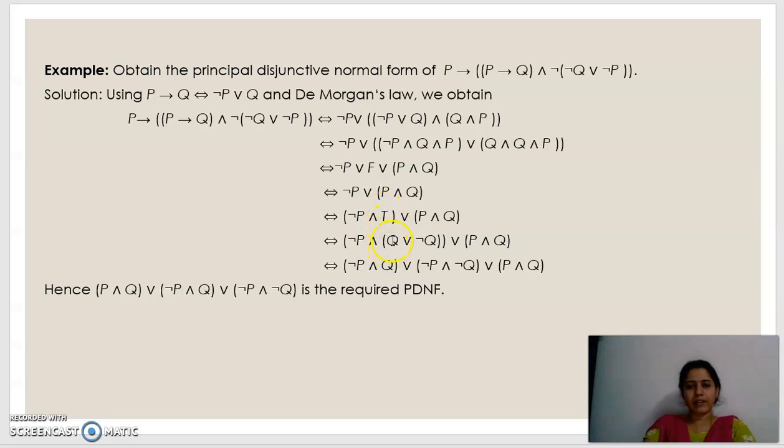Instead of T, you can write it as Q or not Q. Q or not Q is nothing but T. So now if you apply the distributive law, then you will get not P and Q, or not P and not Q, or P and Q. So now all are minterms connected by the disjunction. So this is the required principal disjunction normal form.